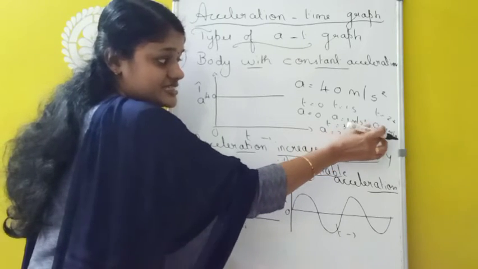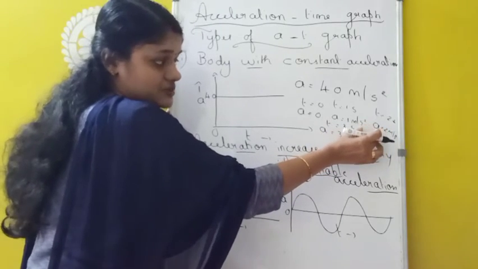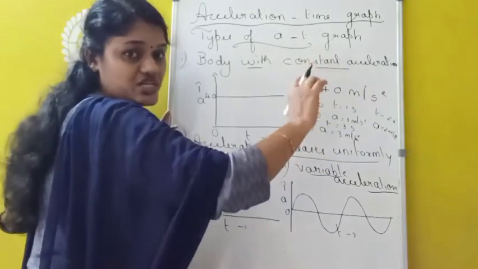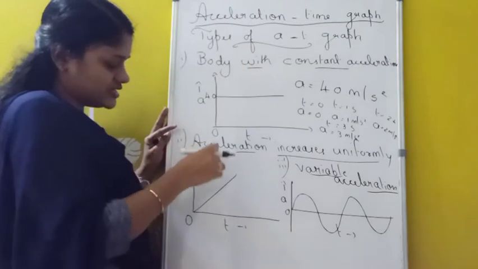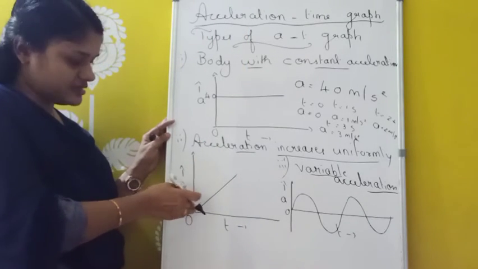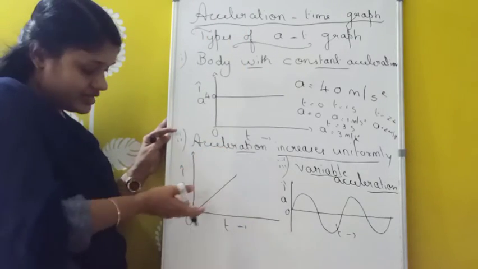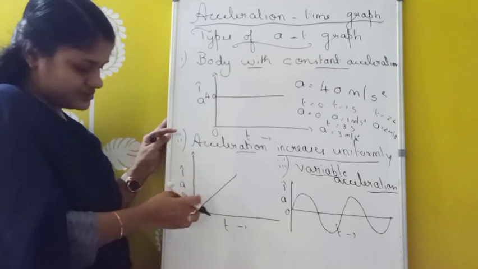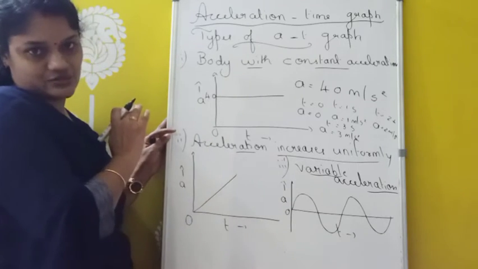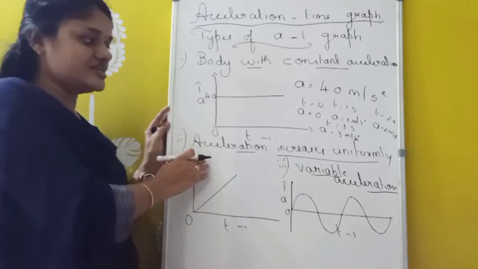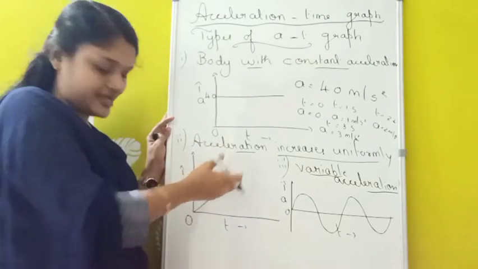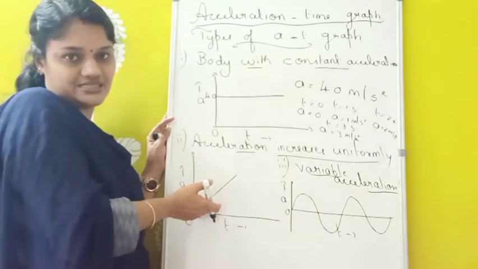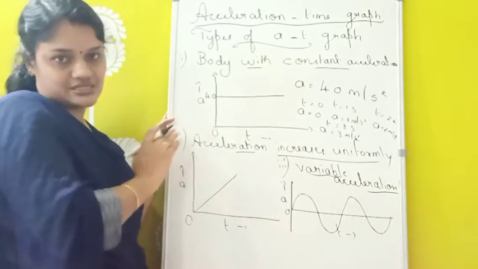That means it is increasing uniformly. 1 meter per second square increase is there for each 1 second. Okay, so uniformly this acceleration is increasing. So in that case, what about this graph? The graph will be a straight line inclined to time axis. That means it makes some angle with the time axis. So whenever acceleration is increasing uniformly, the graph will be a straight line inclined to time axis, making some angle with the time axis.